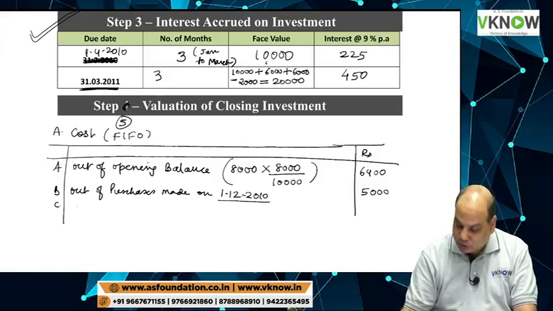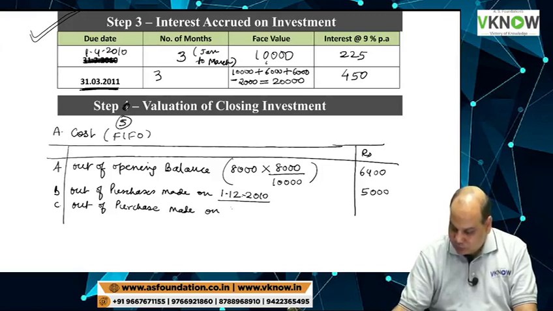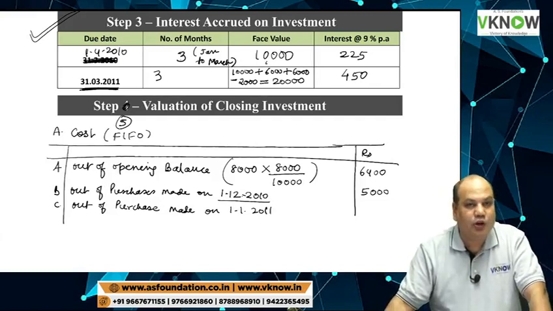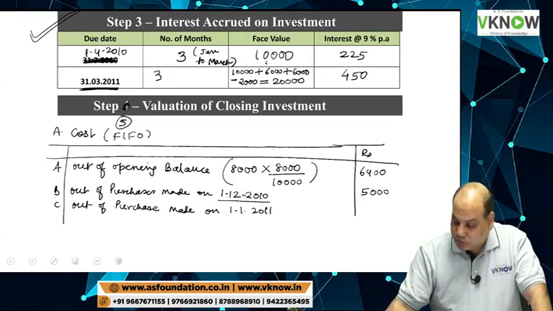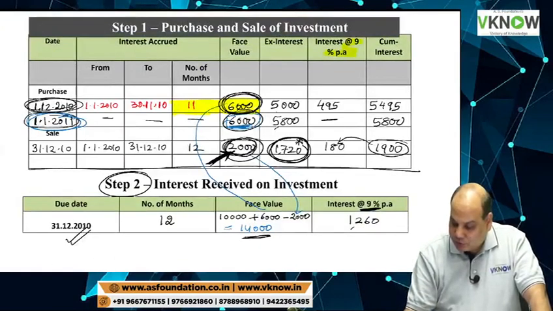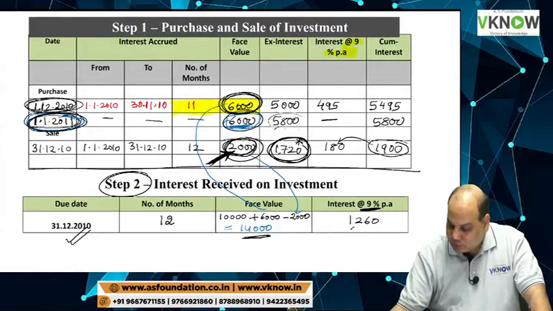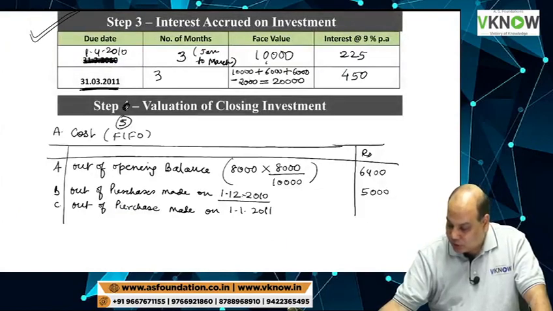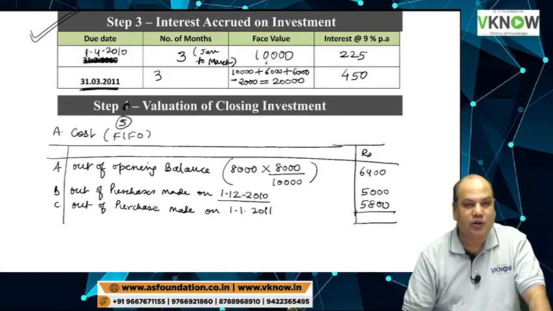Then there is one more lot which is also purchased but not yet sold. Out of purchase made on 1st January 2011, that lot is also fully unsold. On the screen, there is 1/1/2011, 5800 purchased but not sold. So that is also lying with us. This investment is also lying with us.